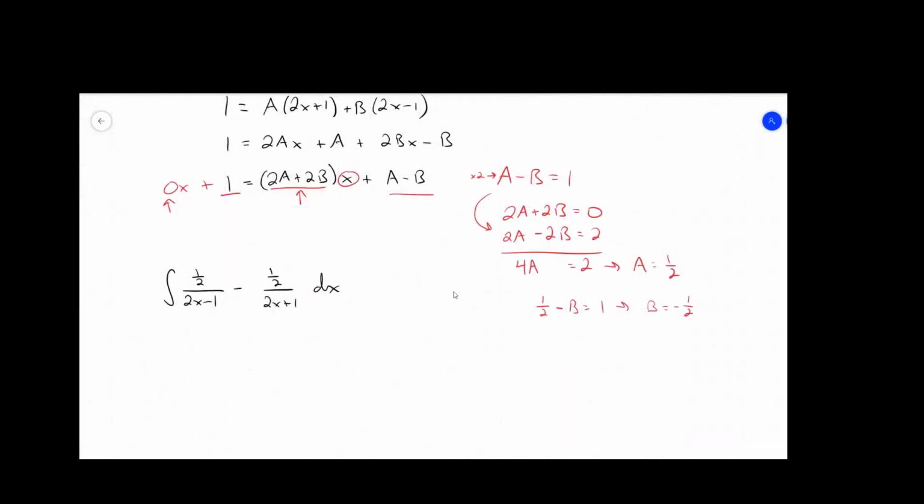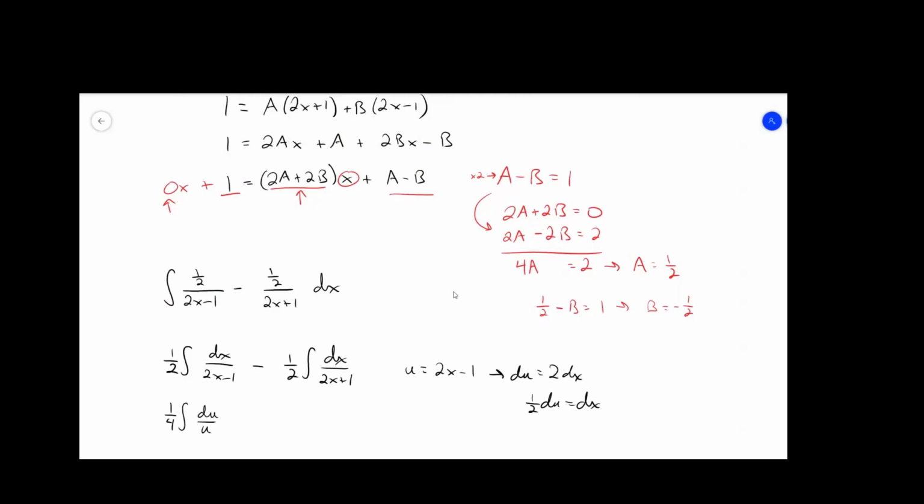Now that can be done by just regular old substitution. You could write that as 1/2 integral dx over 2x minus 1, and then have another integral 1/2 integral dx over 2x plus 1. Now for those, you could say u is equal to, for example, the first one, 2x minus 1. du is then 2 dx. And divide both sides by 2 and get that. And so this integral is going to become 1/4 integral just du over u.